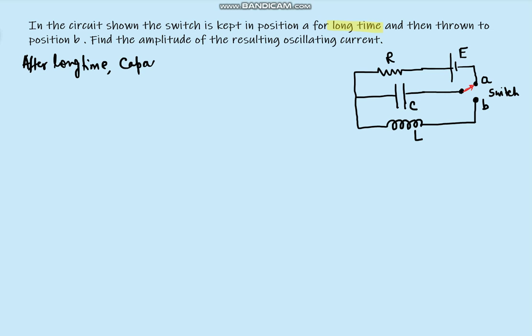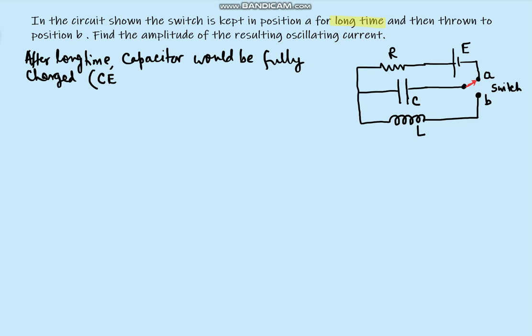The capacitor would be fully charged as per the prevailing situation. The capacitor would be fully charged, and what will be the charge on the capacitance? Charge will be equal to CE, fully charged. The charge being CE on the capacitor.